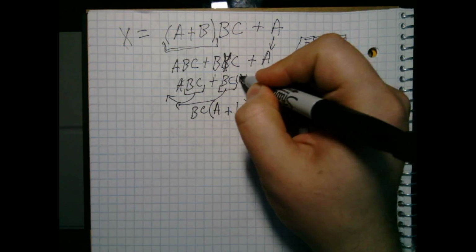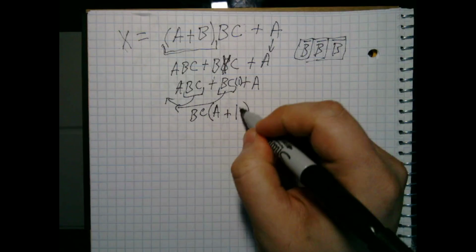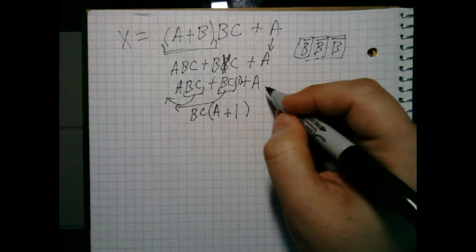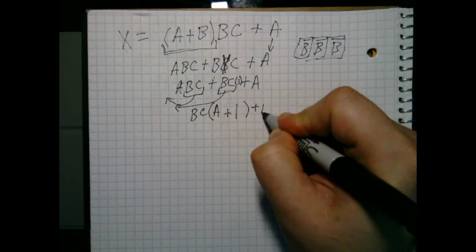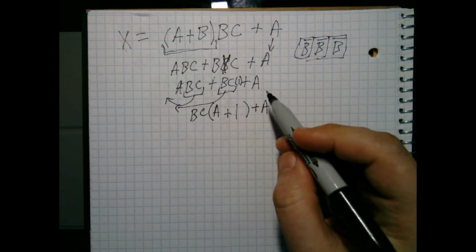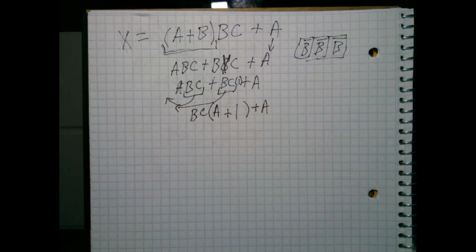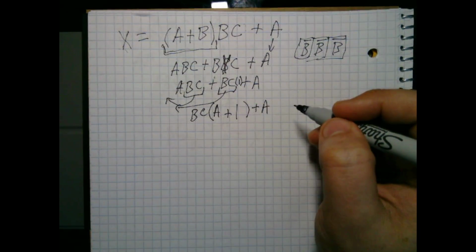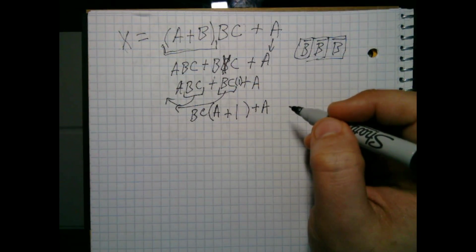Think of like an extra 1 sitting there. So that's what we're left with when we pull BC out. And then, of course, copy down the A from up there. Now, another red flag that should always stand out is when you see a 0 or a 1 somewhere, because usually there's a way to simplify it.